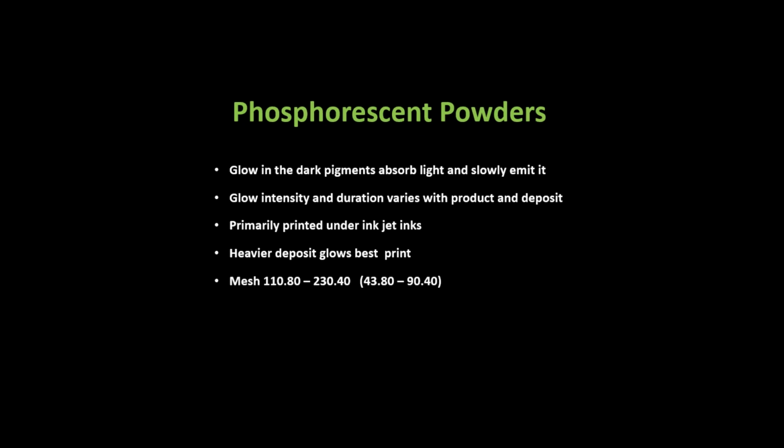Phosphorescent powders. These are powders that glow in the dark, pigments that absorb light and slowly emit it. The glow intensity and the duration will vary depending upon the product and the deposit of that ink. They're primarily printed under inkjet inks because they will generally have a textured surface about them.